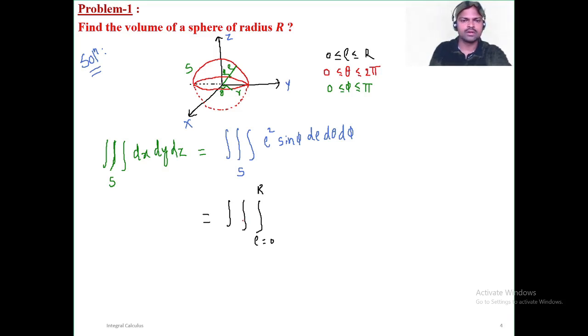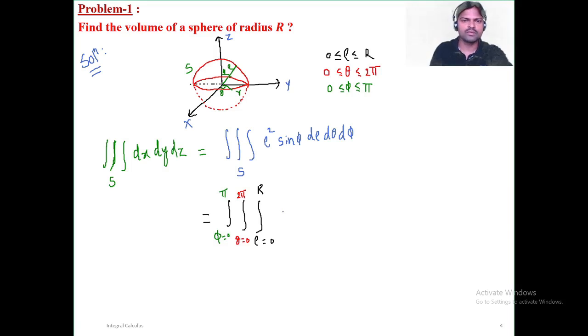Next theta is 0 to 2 pi, and pi is from 0 to pi. Since all the limits are independent, you are allowed to integrate with respect to rho first, or pi first, or theta first, your wish. Now let us evaluate the integral.